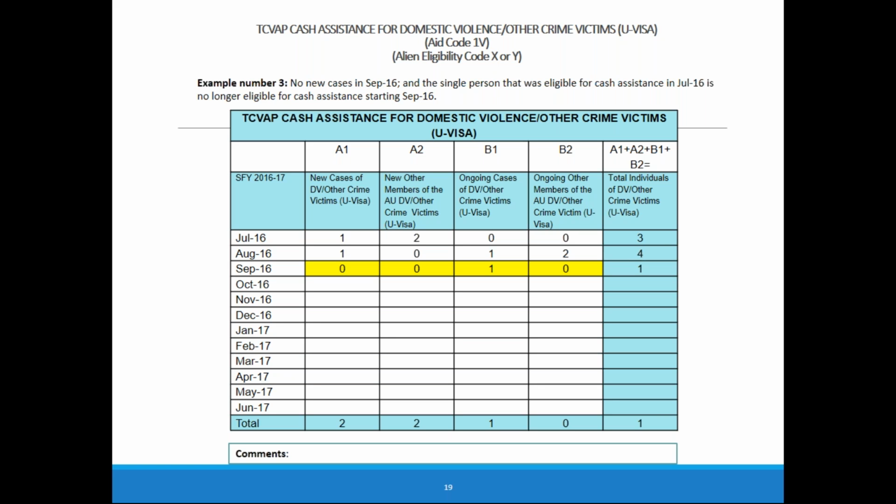On column A1 and A2, enter 0 because there are no new cases for this month. On column B1, enter 1, which totals the number of ongoing cases. And on column B2, enter 0. Note that the case that is no longer eligible was not counted for this month.